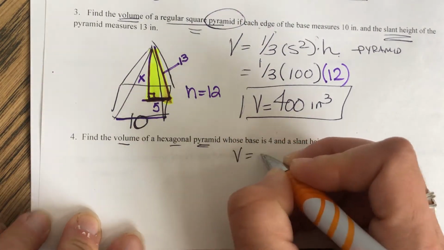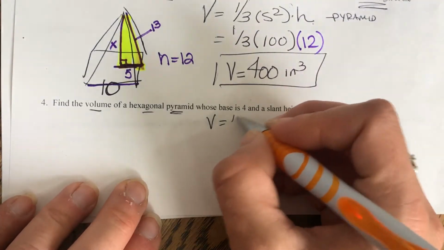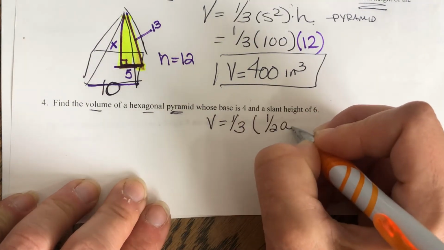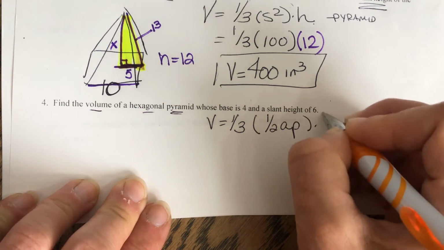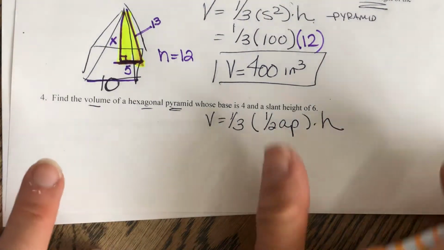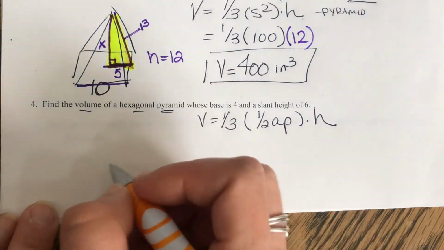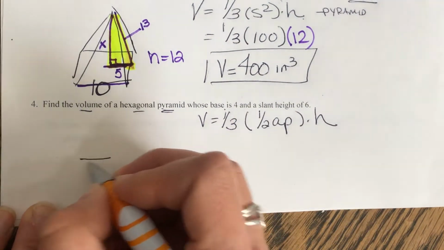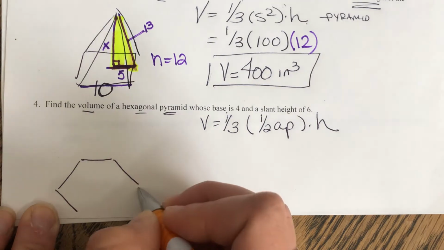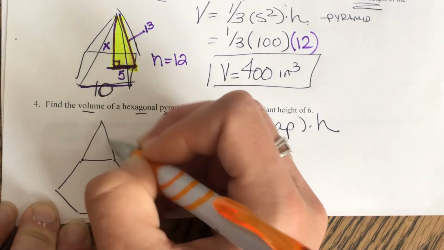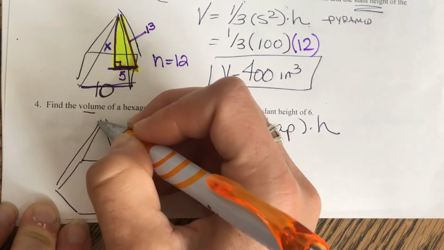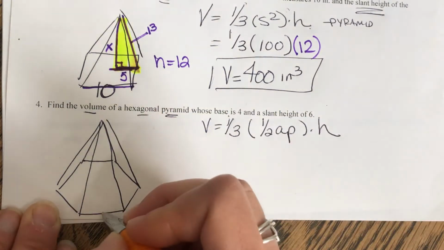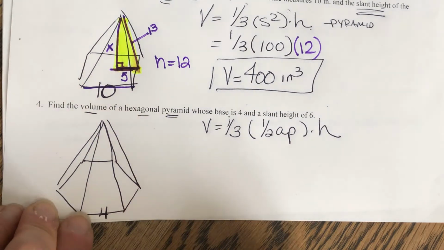All right, so I'm gonna write the formula right away. We have 1/3 hexagon, the area of a hexagon. We got 1/2 apothem perimeter times the height. Always write your formula in, and then you're just using it as a guide. All right, so we all know you always have to do stuff for your hexagon. So let's draw the hexagon. Okay, and it says the base edge is 4, so we know that's 4.